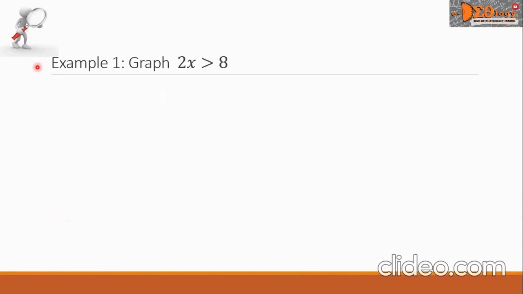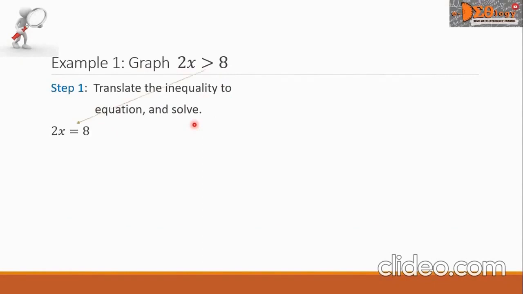Let us have example 1. Graph the inequality 2x is greater than 8. Step 1. Translate the inequality to equation and solve. It means to say, we're going to change this greater than symbol into an equal sign. So we have now 2x equals 8. And then let us solve for x.